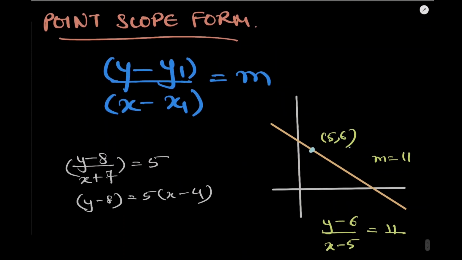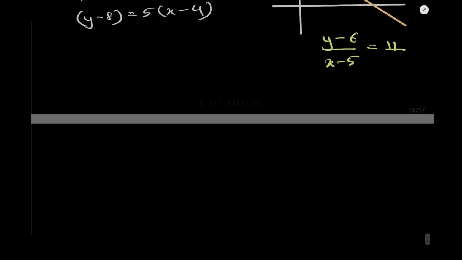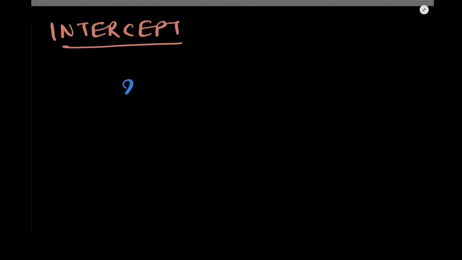Okay, now let's move on to the intercept form. Now intercept form, as the name suggests, it involves the intercepts, the x-intercept and the y-intercept. So it is given by, let me write it first. The intercept form. So it is given by x by a plus y by b, which is equal to 1. Now remember, in the intercept form, the RHS is 1.